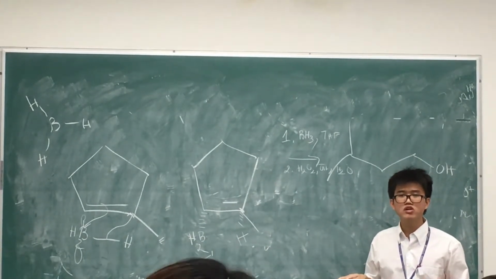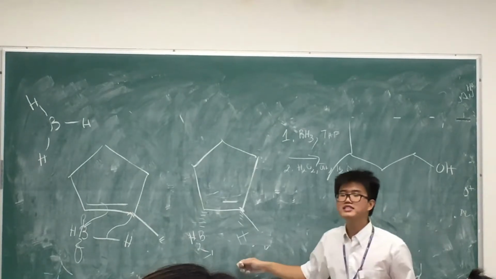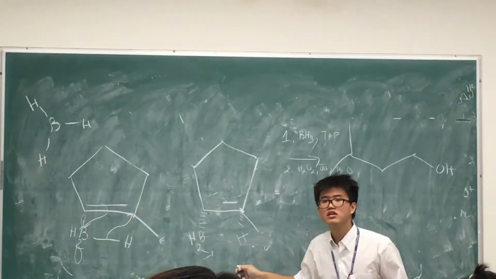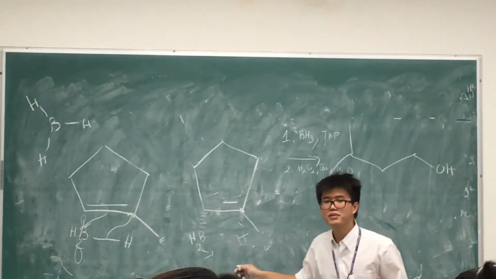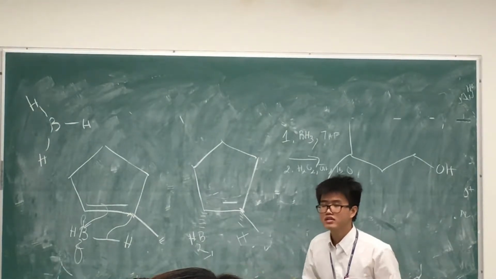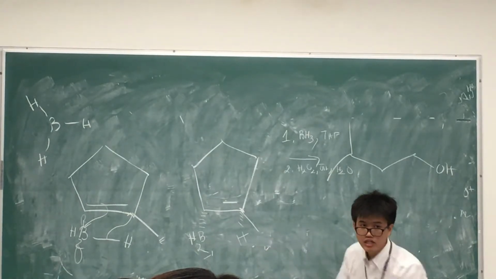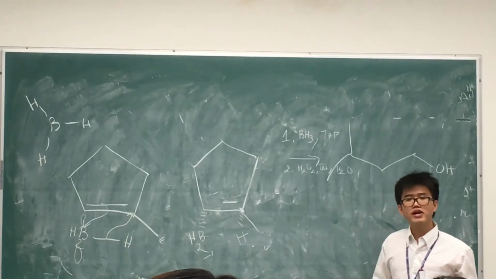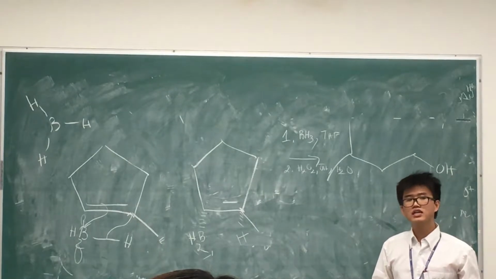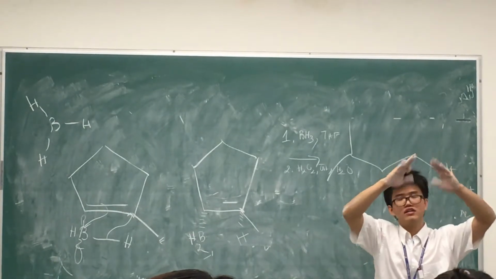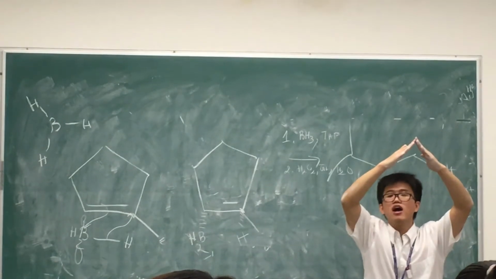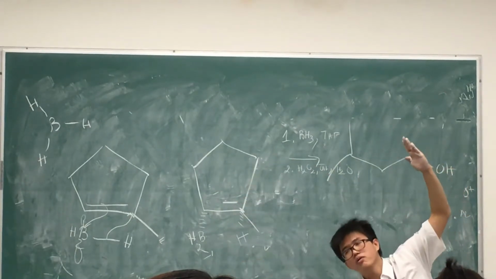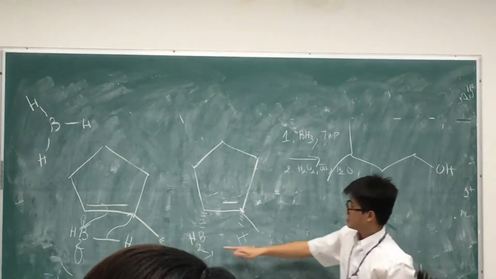Do you see something special? What is the type of this addition? Syn addition, because they add from the same side. The reaction happens at the same time. Okay? How about the oxymercuration? Syn or anti? Anti, right? Again, I didn't mention it, but because of the ring of the mercury ion, the water must attack from the back.